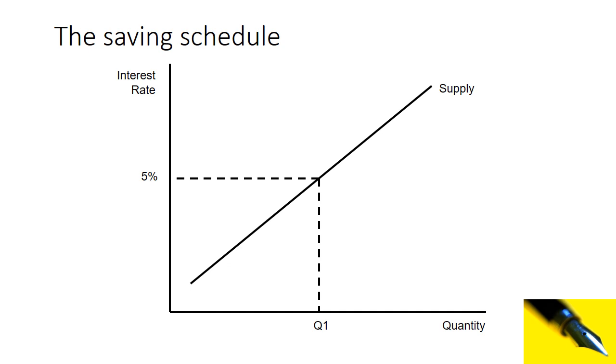Now, in order to look at the impact of the change in interest rates on saving, we need to look at the savings schedule. So this is the supply side of our demand and supply model. So again, interest rate on the y-axis, quantity on the x-axis. So if we have a 5% interest rate, this is associated with the quantity of saving Q1 on our diagram. Now, if the interest rates go up, let's say to 8%, that is going to cause a rise in savings. So that is going to actually raise the supply of loanable funds into the banking system. So the supply side is the savings side.